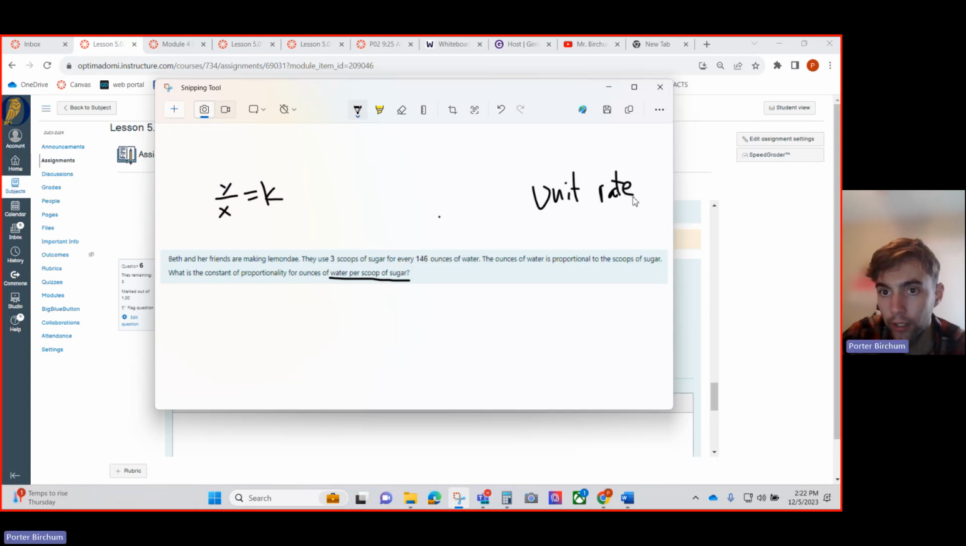When we find unit rates, we look at this special phrase right here. What are we looking for? Are we looking for scoops per water? Or are we looking for waters per sugar, like ounces of water per sugar? We are looking for ounces of water per sugar. So we can do water divided by sugar to get our unit rate or our constant of proportionality.